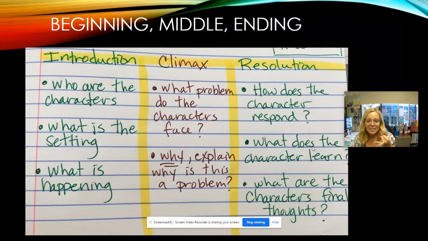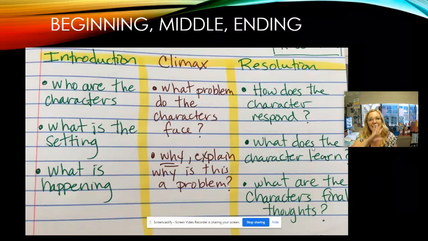So the beginning of a narrative story needs to tell us who are the characters, what is the setting, what's happening. And then in the middle of the story, at some point, there needs to be a conflict. What is the problem that the characters face? Why is this a problem? You have to explain those things. You don't want to leave the reader guessing, right? You really want to explain what the problem is and why is this a problem.